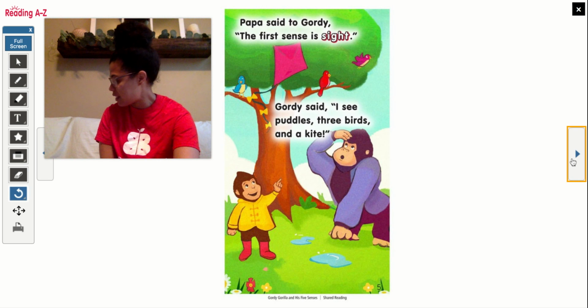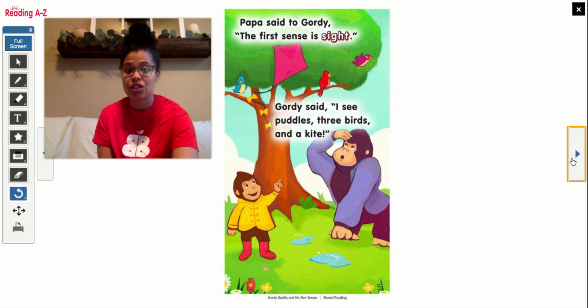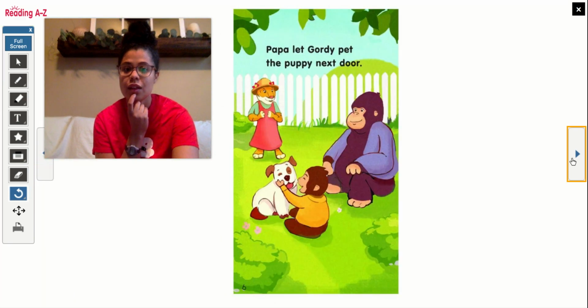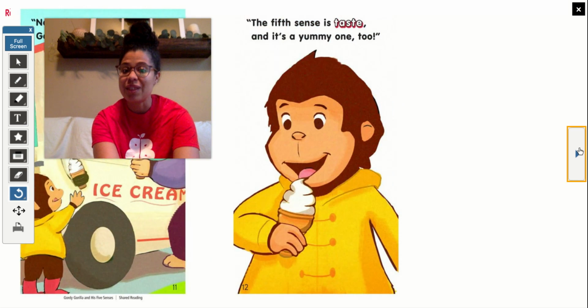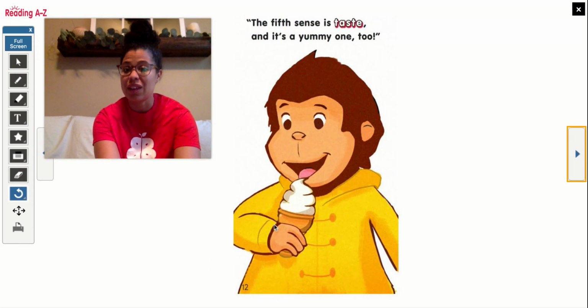All right, let's see the next question. How did Gordy use his sense of touch? I remember Gordy on page 6 touching the puppy next door. He was petting the puppy next door. I also remember that at the end of our story, Gordy was holding an ice cream cone. Even though he was using his sense of taste to taste it, he was using his sense of touch to hold it in his hand and to feel the texture of the cone. So 2 times in this story, I saw Gordy using his sense of touch.